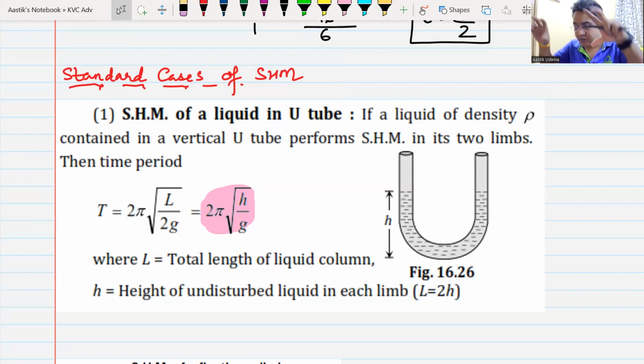Just draw the U-tube and put the liquid. You don't have to note down the entire Ramayana. Who is Ram? Who is Lakshman? Who is Sita ji? No. You just have to concentrate on the Ravana. The Ravana is the time period. That's the only thing we are concerned about. Do not write all these things. Just draw the diagram and write the result, 2 pi root over h by g. Have you written this?